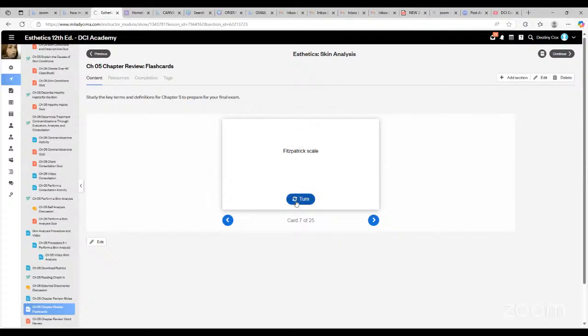The Fitzpatrick scale is there to help you understand how the sun affects the skin and then how to treat the skin once you know how much skin the sun can take. Okay, let's turn it. It's a scale used to measure the skin type's ability to tolerate the sun. Period. Okay.